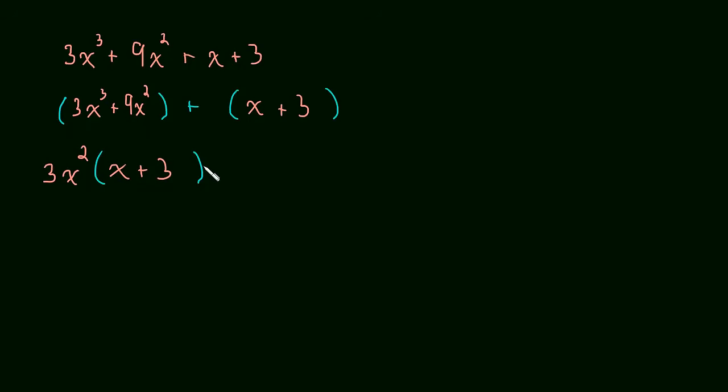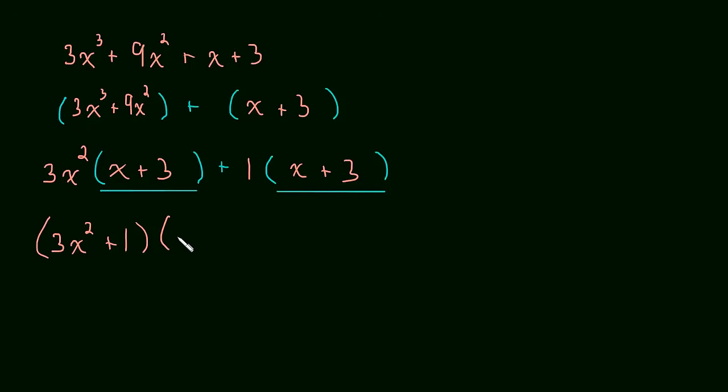And now plus, well, what's common to x and 3? The only thing common to both of those actually is just the number 1. Right? 1 times x is still x, and 1 times 3 is still 3. So we're going to factor out a 1. It's really not factoring it out. It's always been there, but we're going to write it just to make this more clear. And now we have an x plus 3 common to both terms. So we factor that out. So this becomes 3x squared plus 1 times x plus 3.